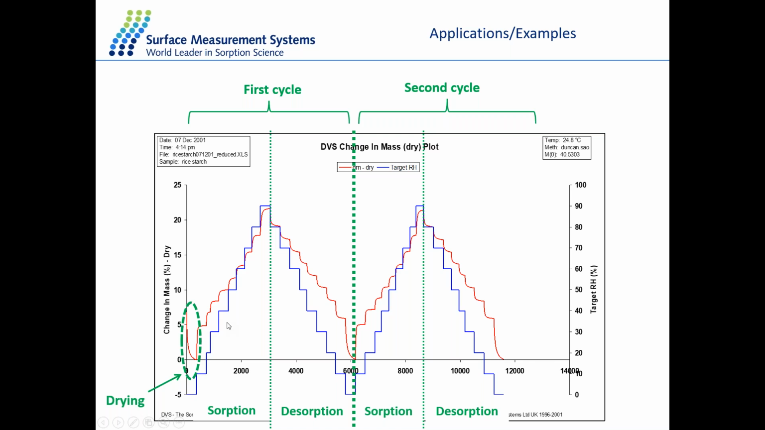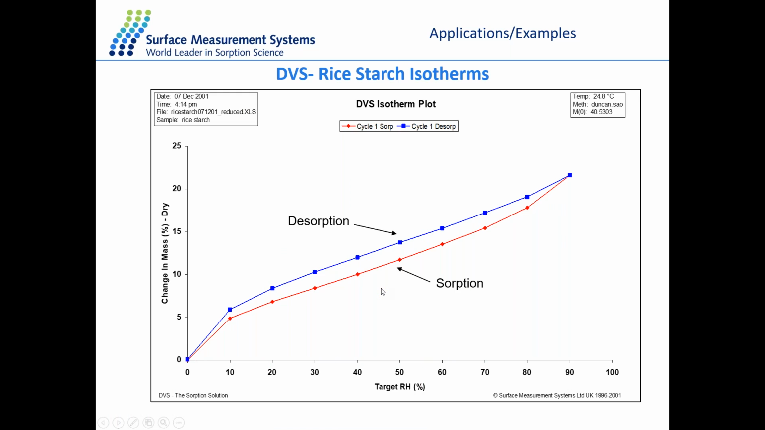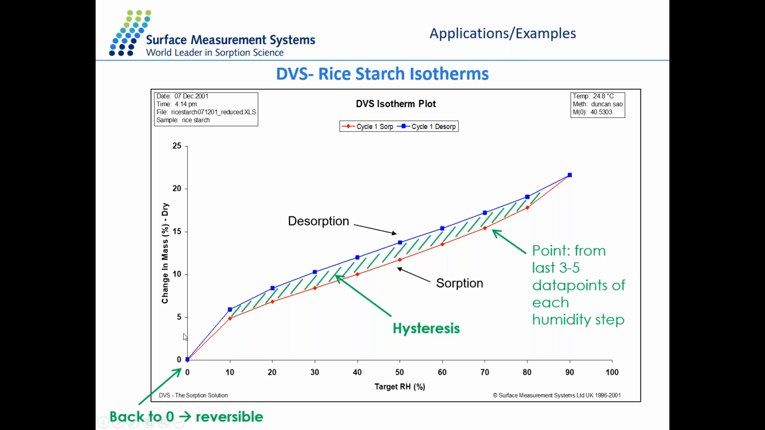Now, if we take every equilibrium condition at each stage and we plot it against the relative humidity, we can get the isotherm plot, which is right here. In red, we have absorption, and in blue, we have desorption. So what type of information do we get from this data? Again, perfect reversibility of the sample, which means there is no change in the structure of the sample during the experiment.